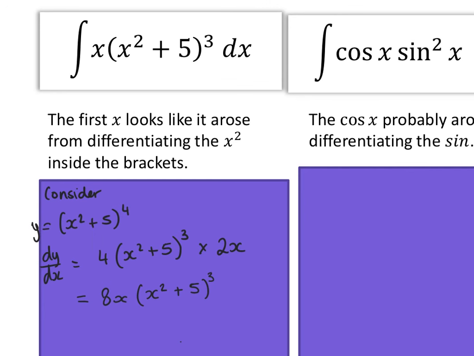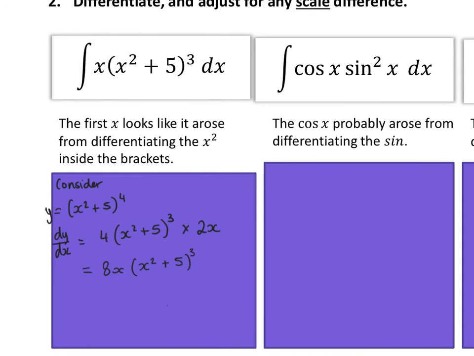So the answer, by using the reverse chain rule, is the integral of x squared plus 5, all cubed, with respect to x, is in fact what we considered, but divided by 8. 1 over 8, x squared plus 5 to the power of 4. This is what we considered. When we differentiated, we did get this, but we've got 8 lots of this, and I want 1 lot. So I need to divide it by 8 to see what's happening.